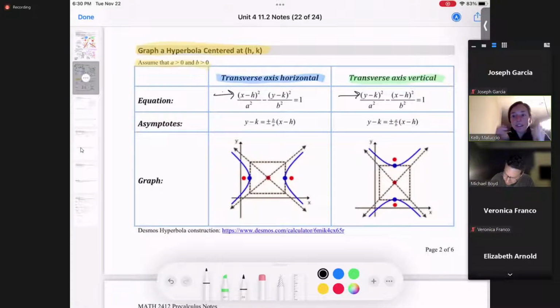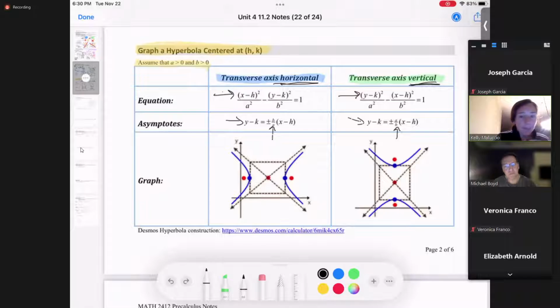So just notice X and H always go together, Y and K always go together. And then for our asymptotes, they're shifted. So it's always Y minus K equals, and then if the transverse is horizontal, it's B over A. If it's vertical, it's A over B, right? And that's your slope. And the X minus H and the K, the H and K are built in here. You could also think of it as plus K on this side and get rid of it over here, but it's up to you. I think they like to keep the Y and the K together because it's a little bit easier to remember.